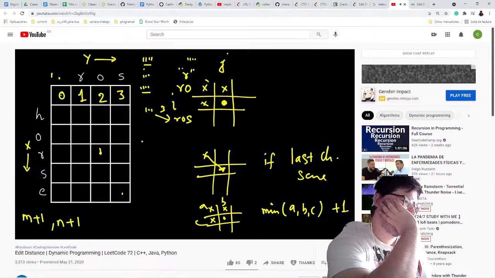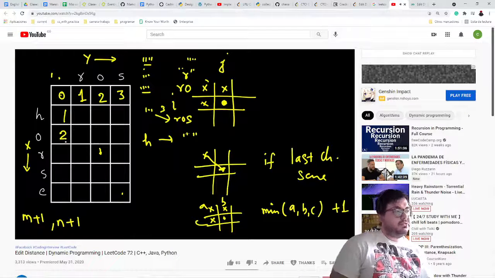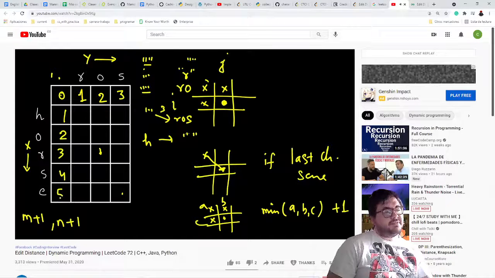And similarly, this one. Here we will do deletion. X is H and Y is empty. This column, first column I am talking about. So here we will delete 1. So again 1. Here we have HO and convert it to empty. So we will delete 2 characters, 2, 3, 4, 5.